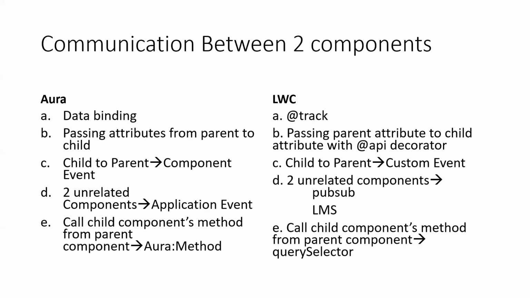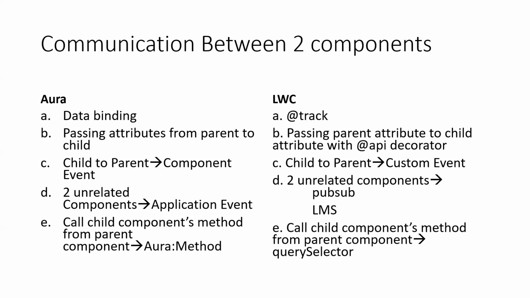In case of Aura, data binding meant that if I am passing one parameter from parent to child, if there is any change in the parent, does it get migrated to the child or not? If there is any change in the child, does it get moved to the parent or not? But in terms of LWC, when someone asks you in an interview what is data binding, it is different. And why do we use track decorator? That is what we are going to see.